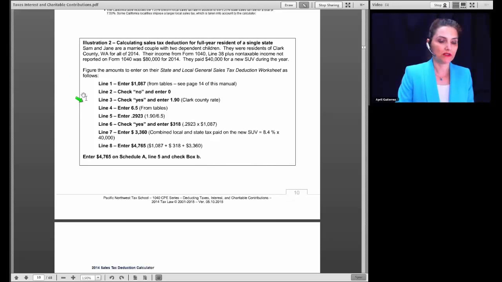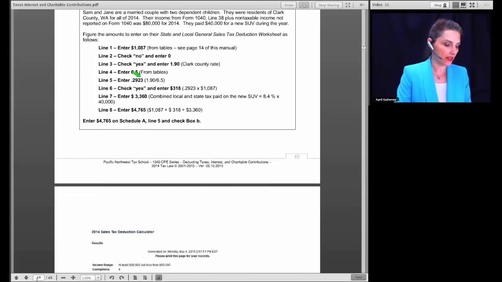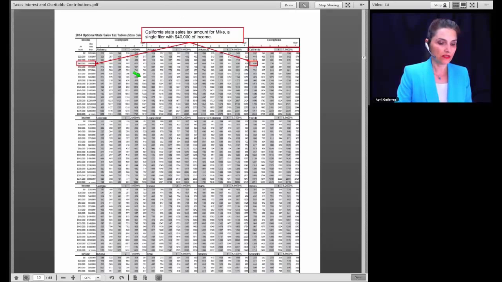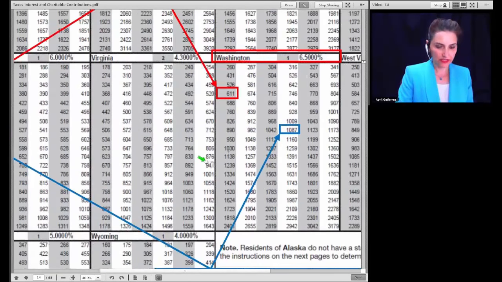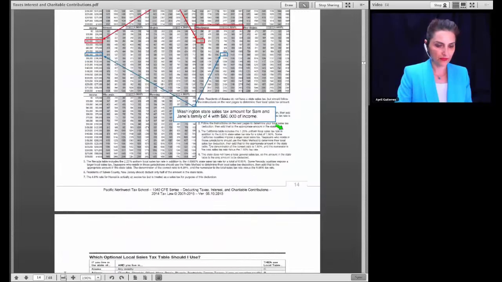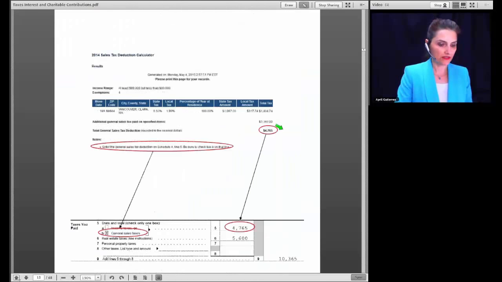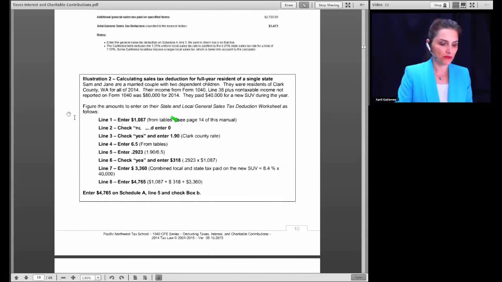Figure the amount to enter on their state and local general sales tax deduction worksheet as follows. On line 1, we're going to get $1,087, and that comes from the tables again. So let's go to the tables, and this time we've got a household income of between $80,000 and $90,000 and an exemption count for Washington State of 4. And if I zoom in on this so you can see it a little better, you will see that 4 exemptions for Washington State comes out at $1,087. So we're going to take that $1,087, and it's going to be the starting point for our computation.